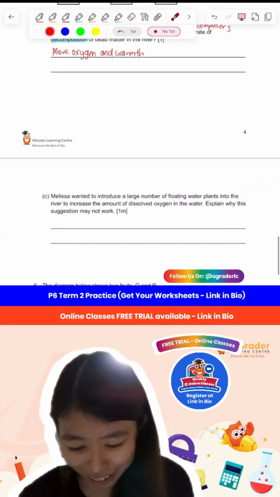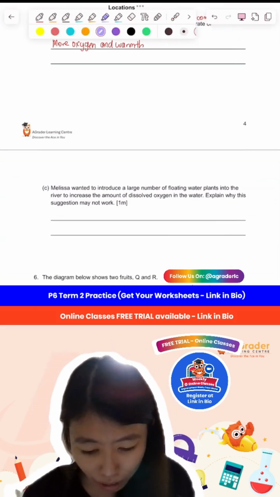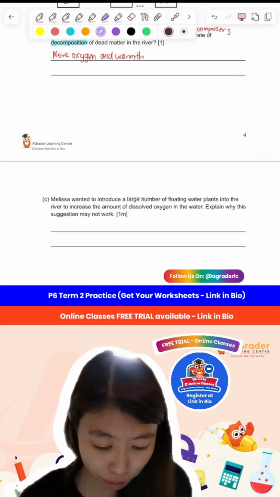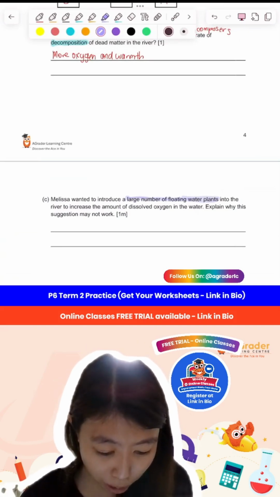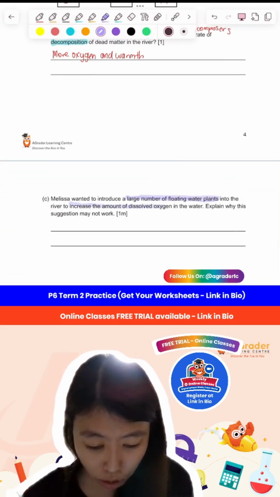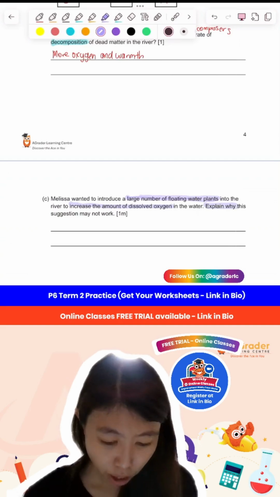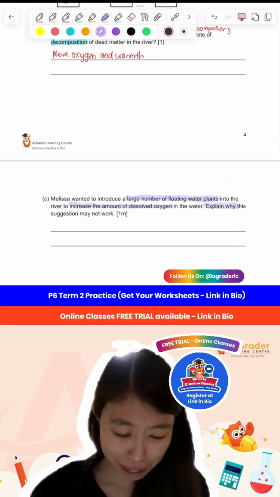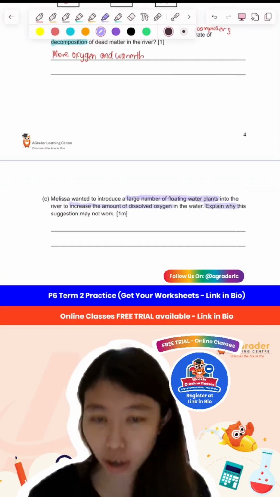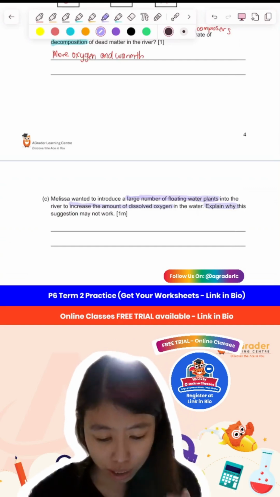You say yourself boring. You're not boring. Okay, so over here, Melissa wanted to introduce a large number of floating water plants into the river to increase the amount of dissolved oxygen. Everybody take note of this. Explain why keeping a large number of floating plants will not increase dissolved oxygen.